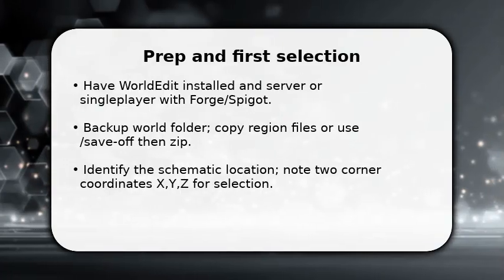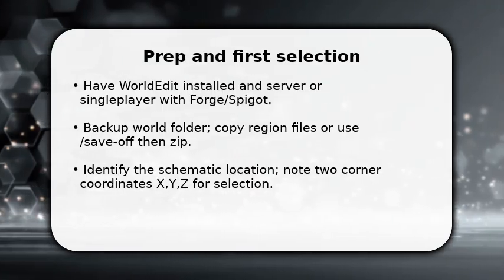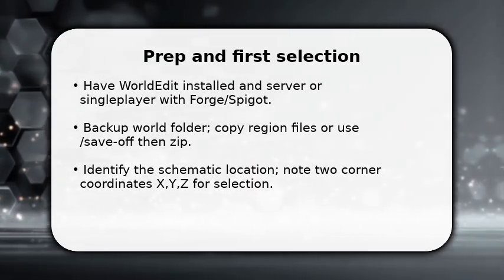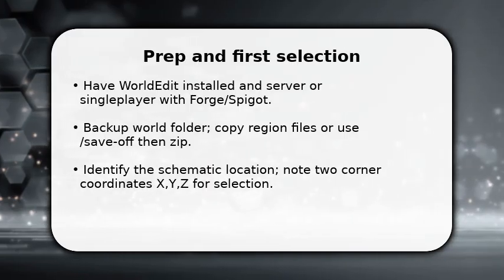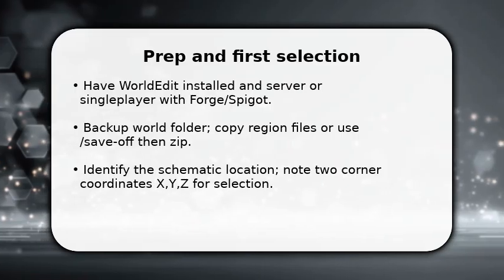You start by ensuring WorldEdit is ready and you made a world backup. Do that now. Once done, walk to one corner of the schematic and run the first position command, then move to the opposite corner and set the second position.